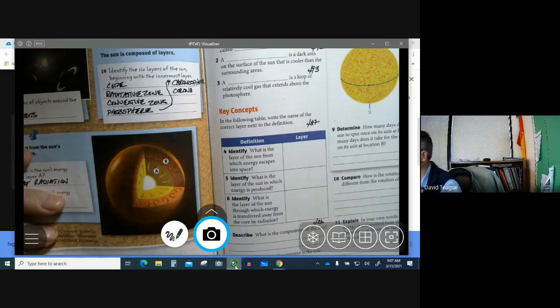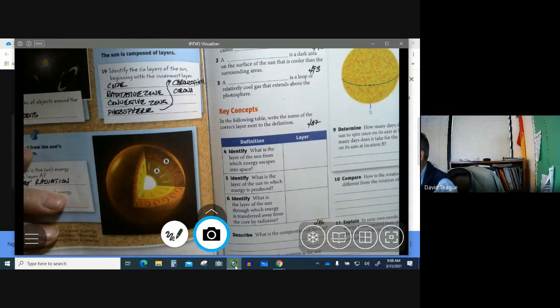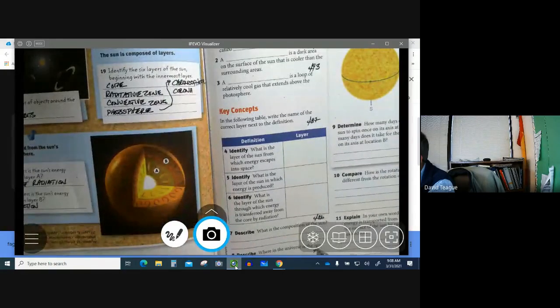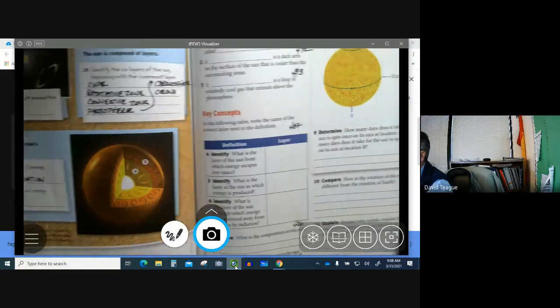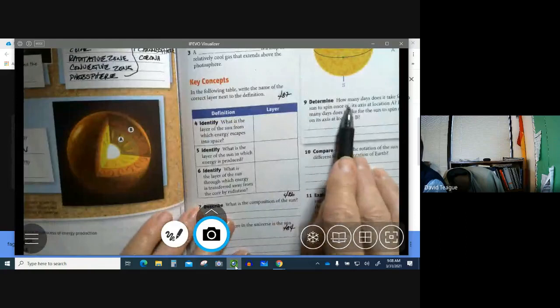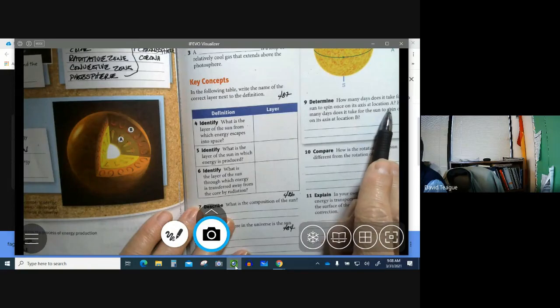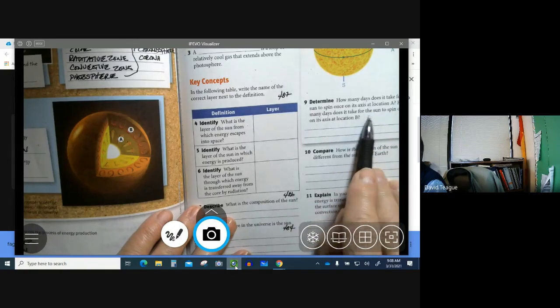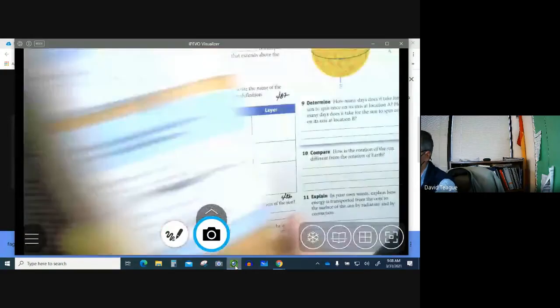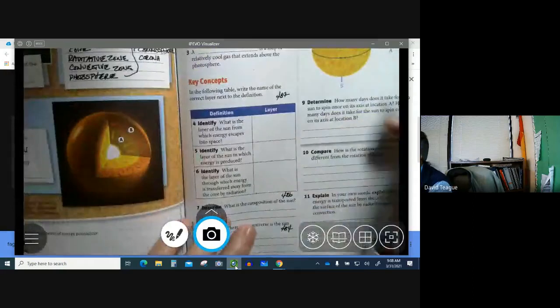Number 8. Describe what the universe is. Where in the universe is the sun located? Well, that's at the beginning of the chapter, so that is 484. Okay, use the illustration to answer the following questions. Number 9, determine how many days it takes for the sun to spin once on its axis at location A. How many days does it take for the sun to spin once on its axis at location B? That is on page 491.